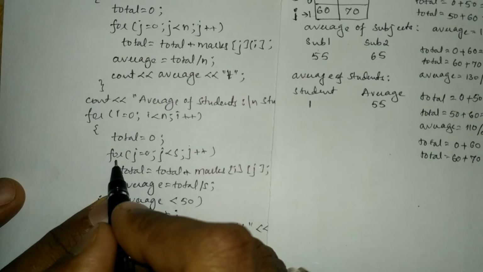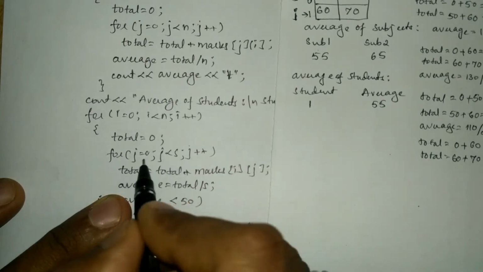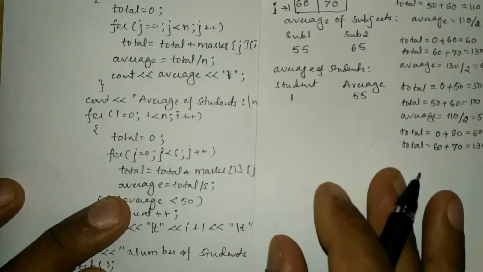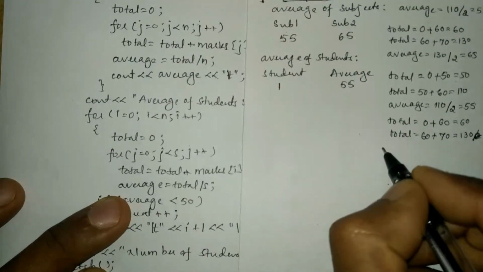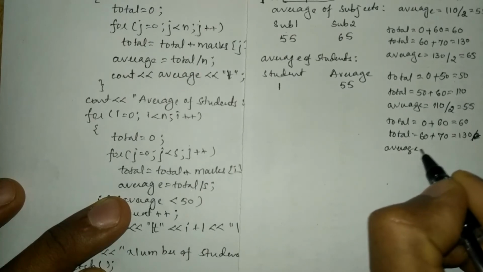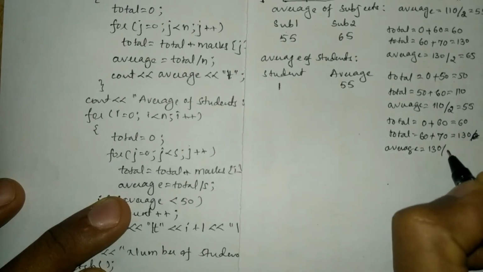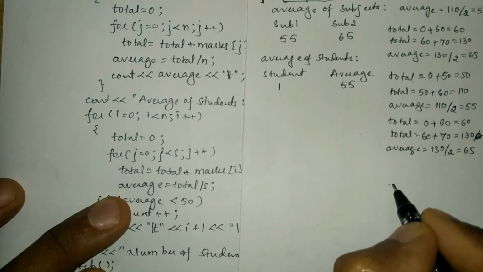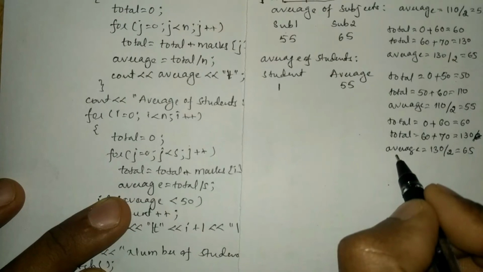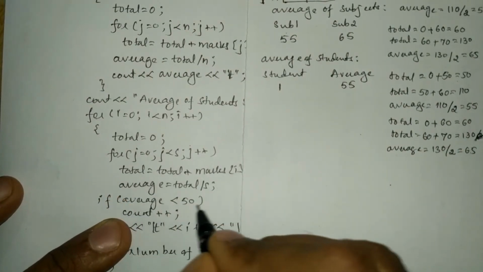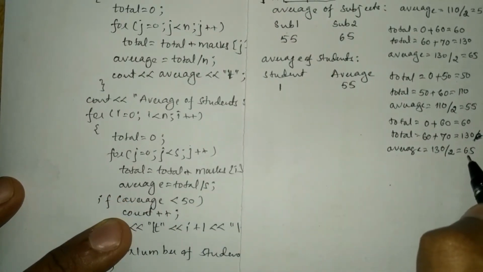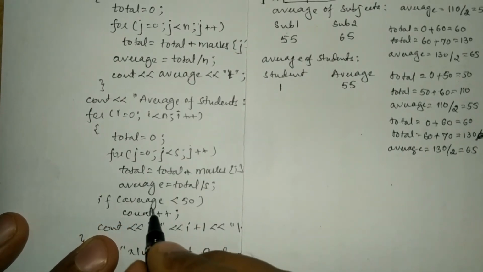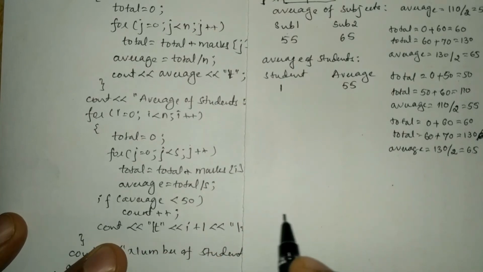Here it is 2. 2 is less than 2? No, condition fails. Once the condition fails, then average will be calculated. So how to calculate average here? We'll write average is equal to total, 130, divided by s, which is 2. So this gives us 65. Yes. So this 65 will be stored in average, and we are going to check if average is less than 50. No, it is 65, which is not less than 50. Hence this particular increment of the count variable will not be possible, right?